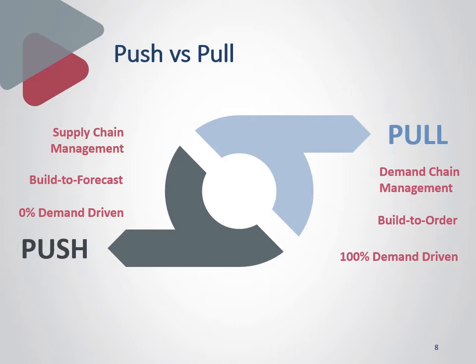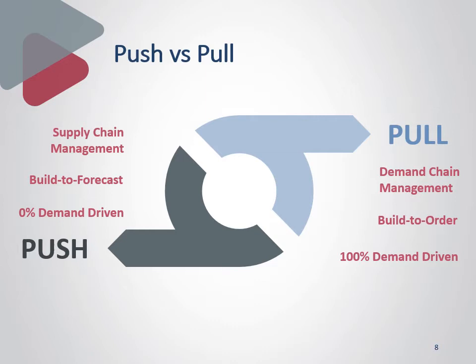This means that DCM, which is demand chain management, works on the build to order mechanism, as you can see on the right hand side of the screen. Production is started only after the order is received. While on the left side we can see that supply chain management is based on reliable forecasts made by a technical team that is built to forecast.